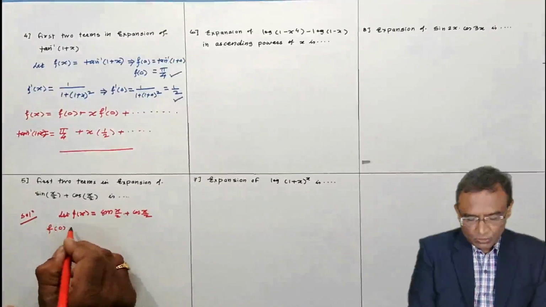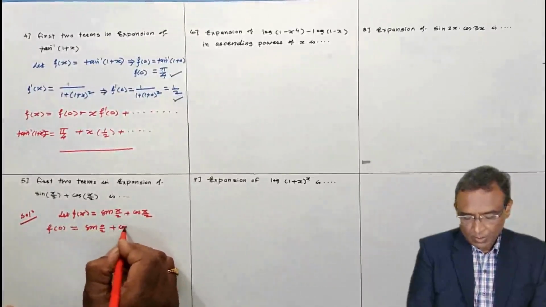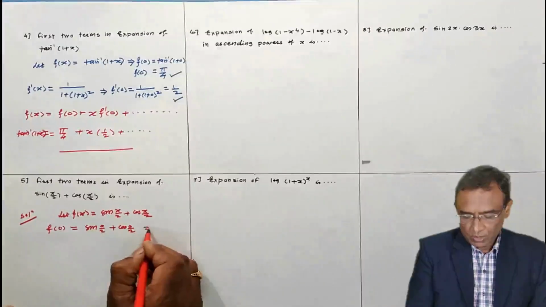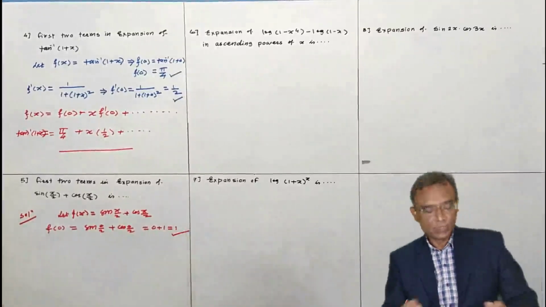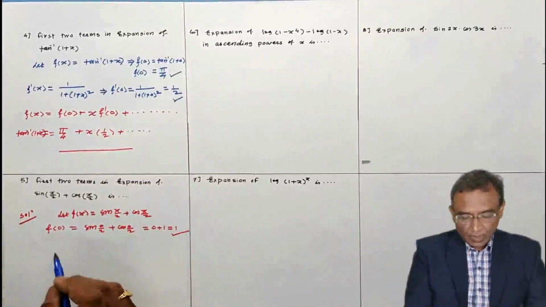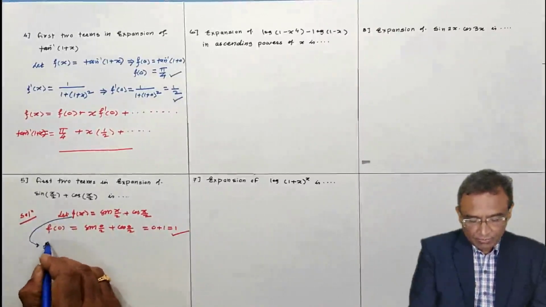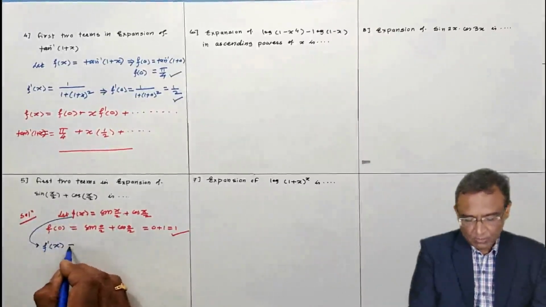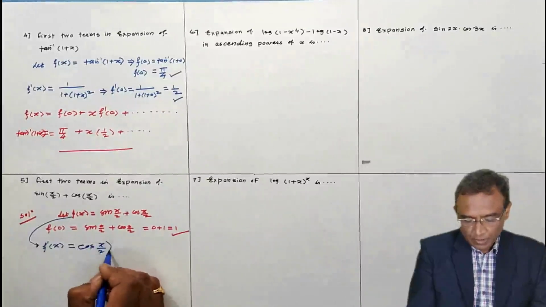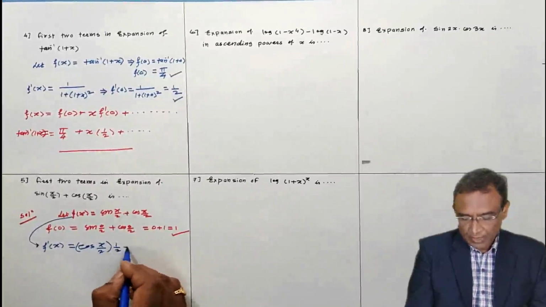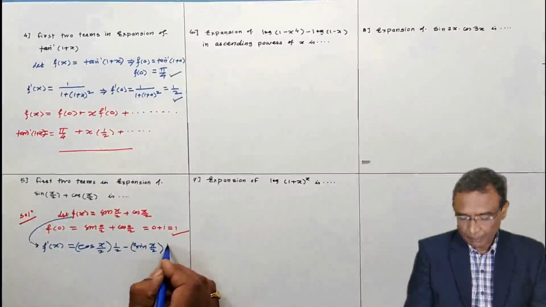Put x equal to 0, sin 0 by 2 means 0, cos 0 by 2, cos 0 is 1, sin 0 is 0, so this value of f0 is 1, that is accepted because it is a non-zero value. Now f dash x means the derivative of fx. I have to take f dash x. The derivative of sin is cos x by 2 into 1 by 2, and the derivative of cos is minus sin x by 2 into 1 by 2.